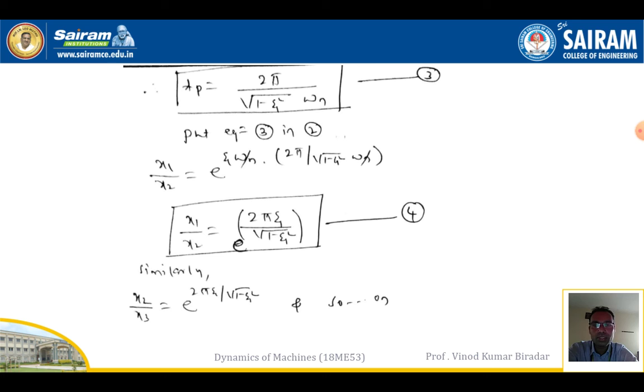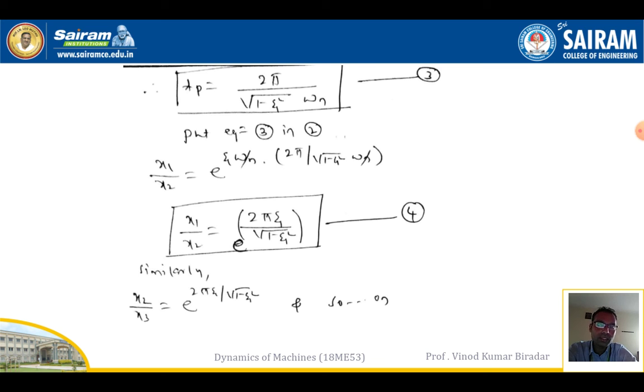Put this in equation number 2, so you are going to get x1 divided by x2 is equal to e to the power of zeta omega n into 2 pi by square root of 1 minus zeta square into omega n. So omega n gets cancelled, and the remaining is x1 by x2 is equal to e to the power of 2 pi zeta divided by square root of 1 minus zeta square. Call this equation number 4. This is the equation for the first two maximum amplitudes, x1 and x2.